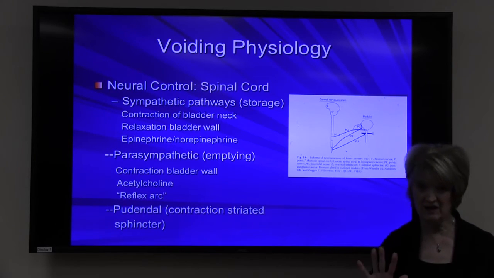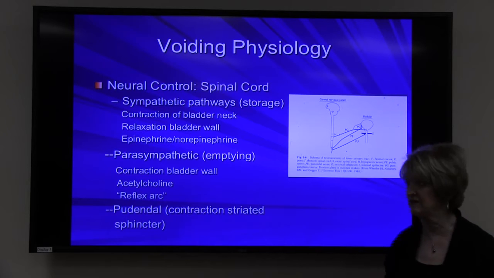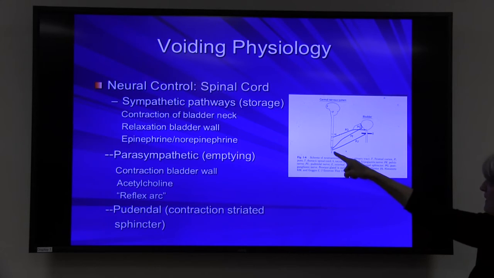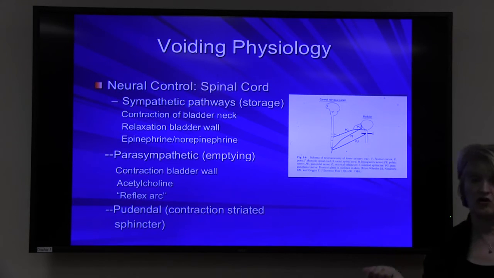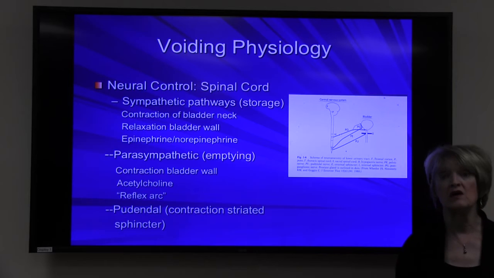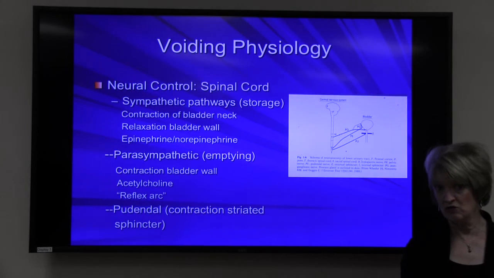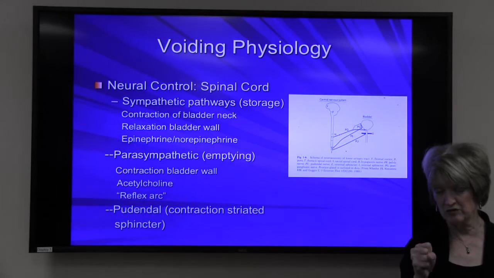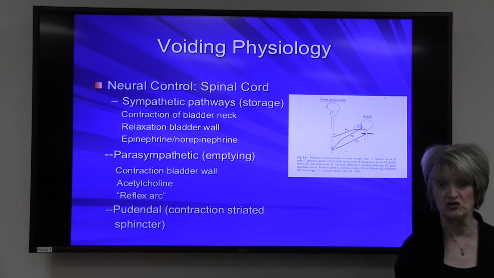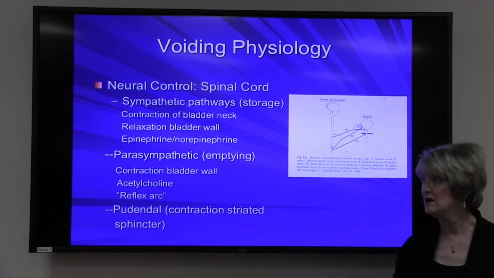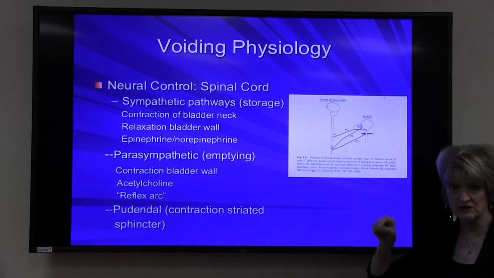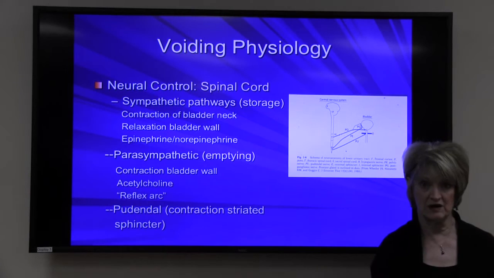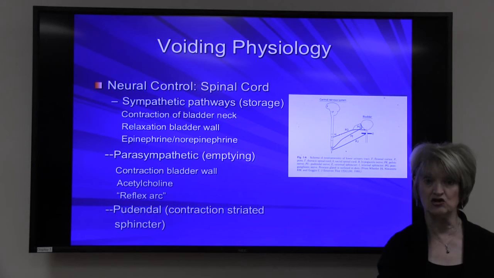For the rest of us, that reflex arc is not active. The last pathway I want you to notice is the pudendal nerve pathway. The pudendal nerve is a sensory motor nerve. When you do a Kegel exercise, when you contract your pelvic floor muscles, you're using the pudendal nerve to do that. So the pudendal nerve doesn't go to the bladder at all. It goes straight to the sphincter muscle in the urethra and allows you to control the sphincter muscle.